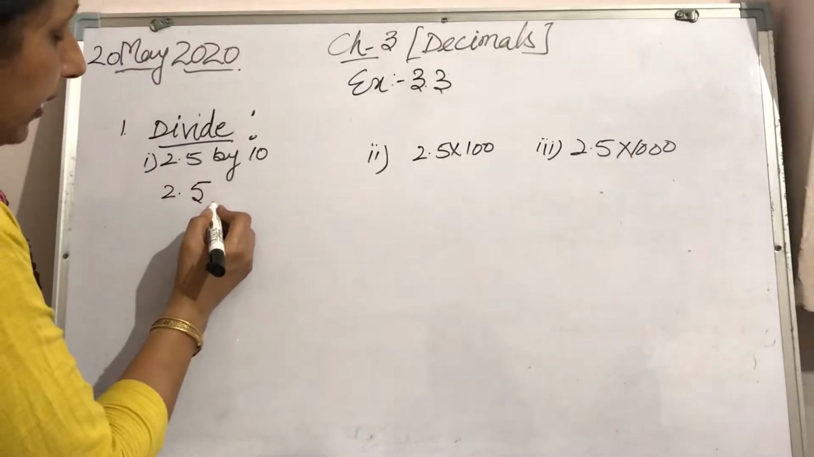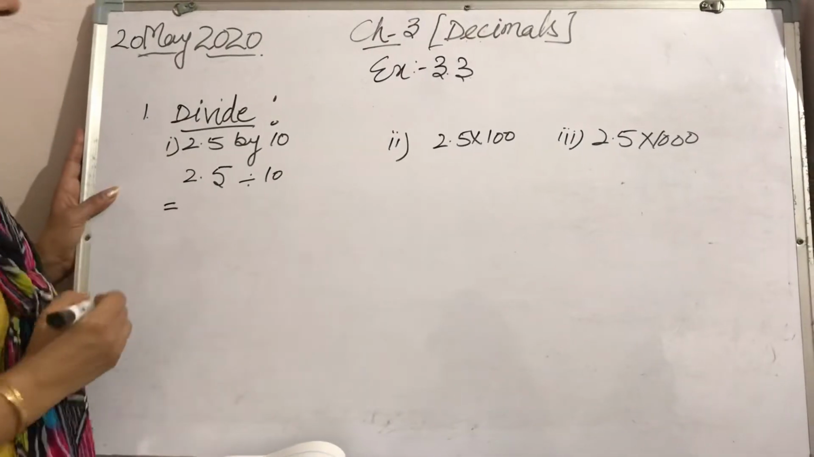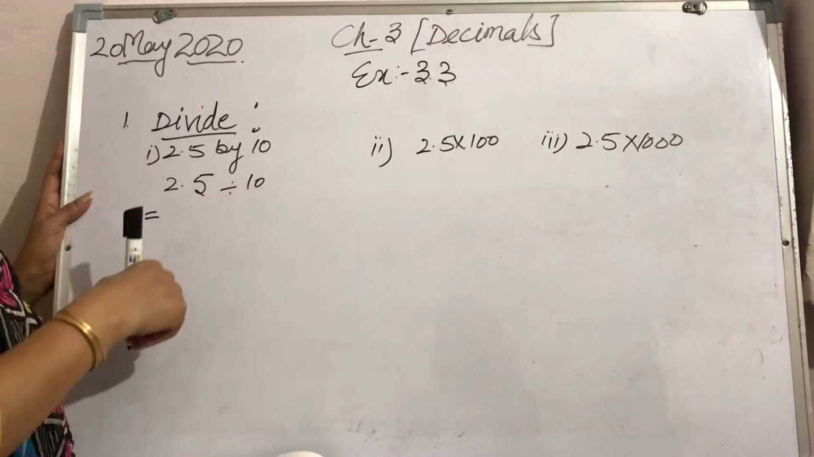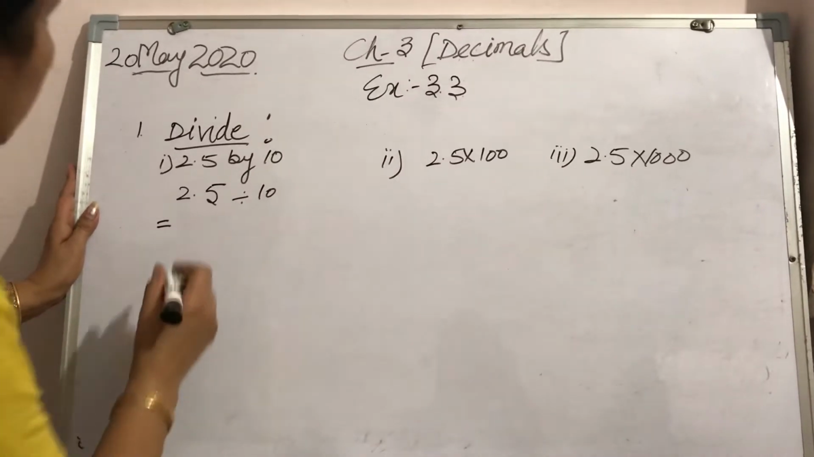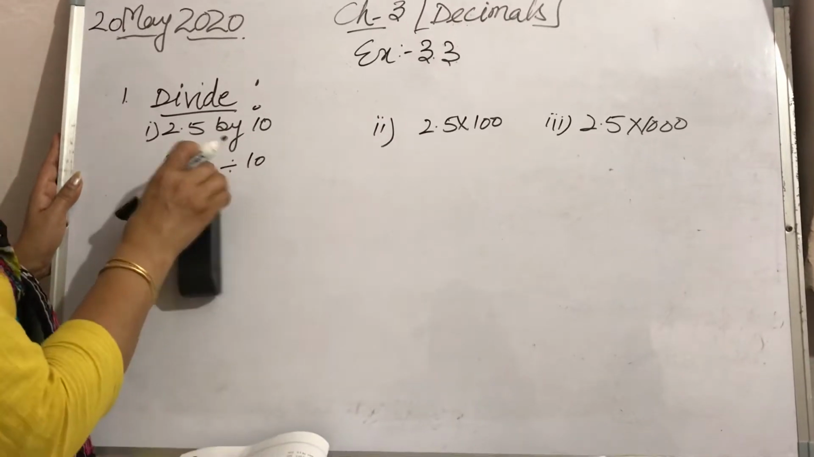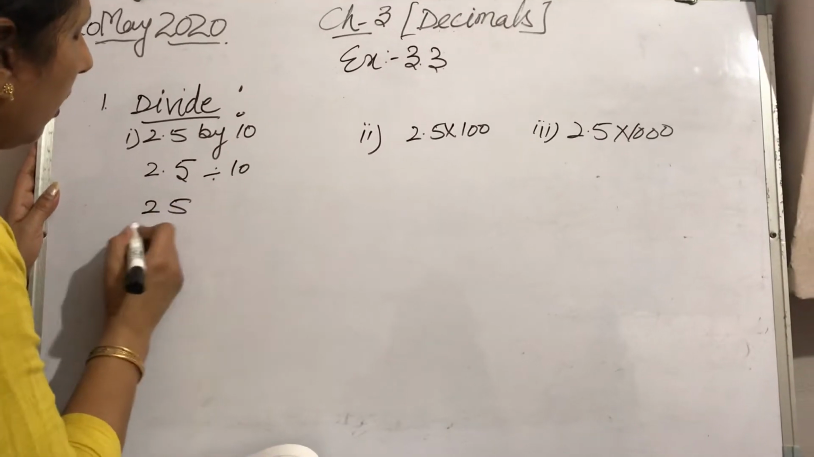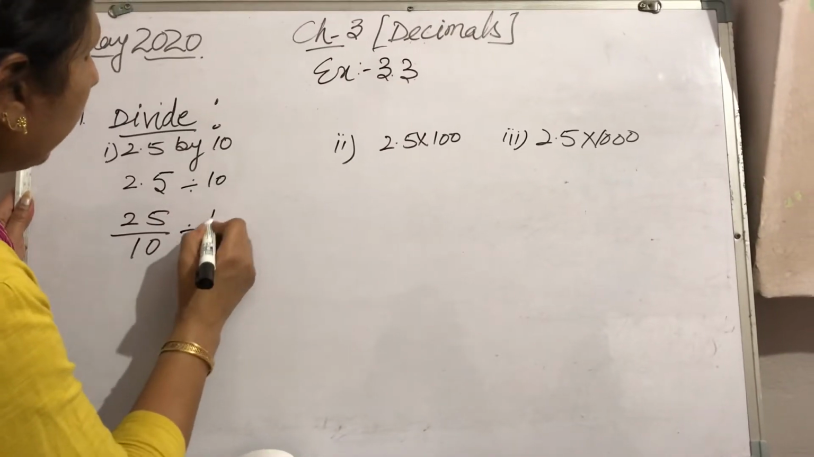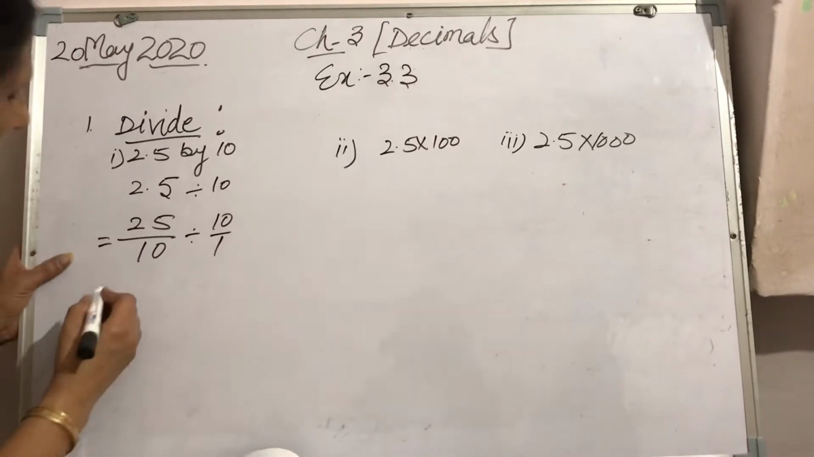So 2.5 divided by 10. While dividing, first of all, we'll convert this sign into multiplication so that we can reduce them, because we can reduce only with the sign of multiplication. So 2.5, first of all, we'll remove the decimal. There is only one digit in the decimal place, so 25 upon 10, only one 0 should be there, divided by 10. The denominator is missing, that's why we have used 1 as denominator.